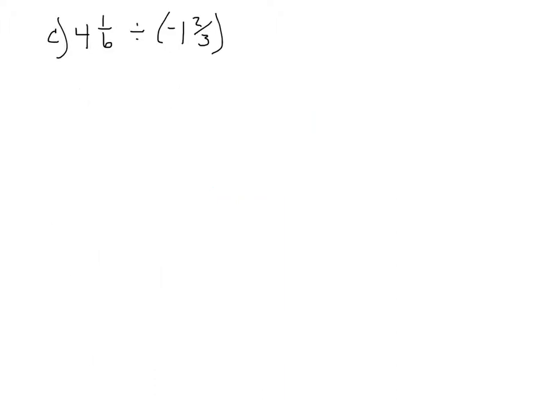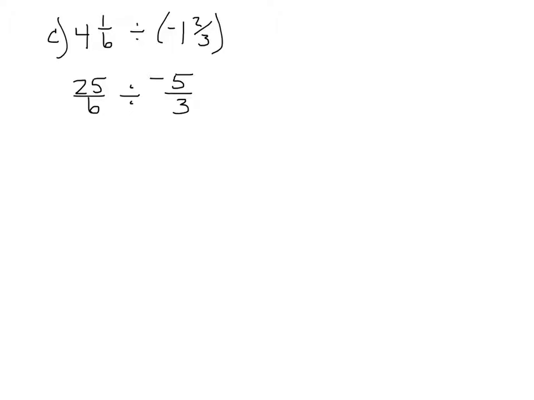Alright, 4 and 1/6 divided by negative 1 and 2/3. We need to change them to improper. So 6 times 4 is 24. Add 1 is 25. Divided by 3 times just regular 1. Kind of ignore the negative right now. 3 times 1 is 3. Add 2 is 5 thirds. But now don't forget the negative.